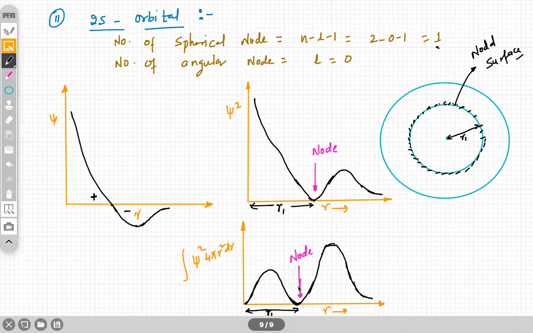No, psi squared cannot be negative. That's why we are not drawing the graph below the axis here. Negative probability does not make any sense, correct? And that is the reason we have taken psi square here. Yes, that is what. So fine, we have drawn it.